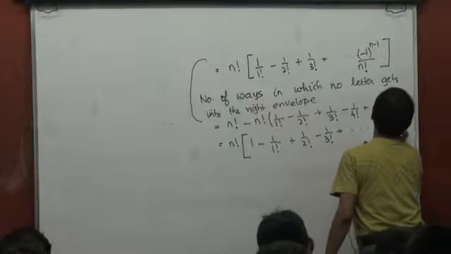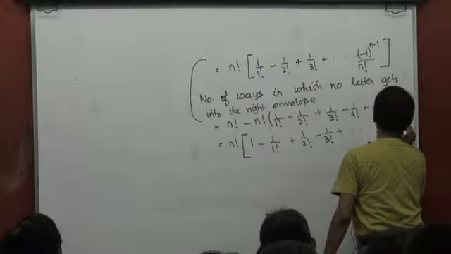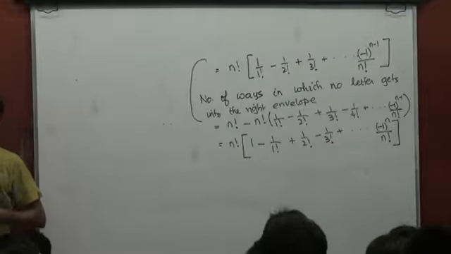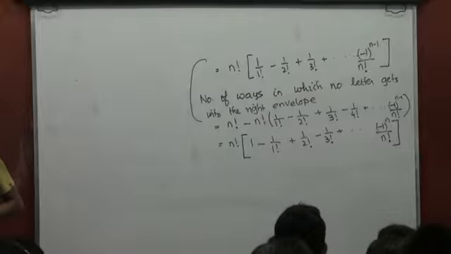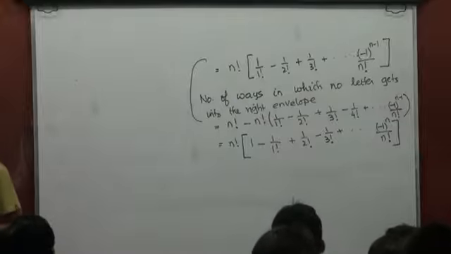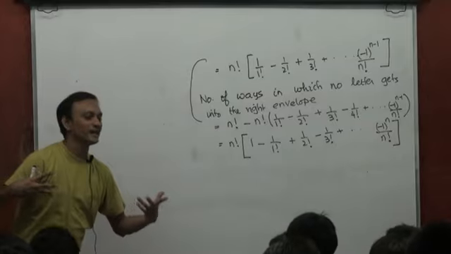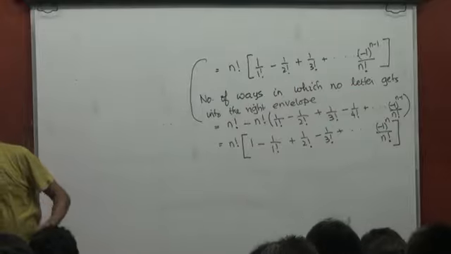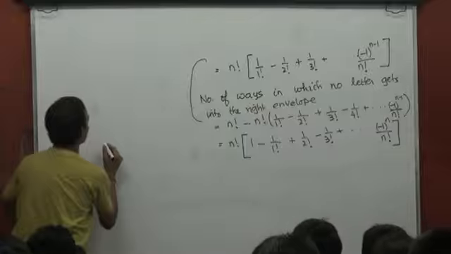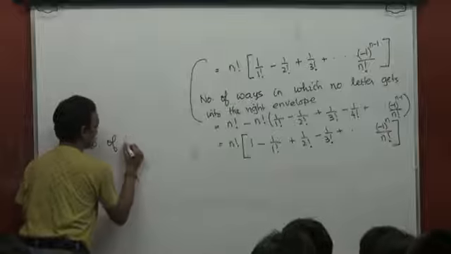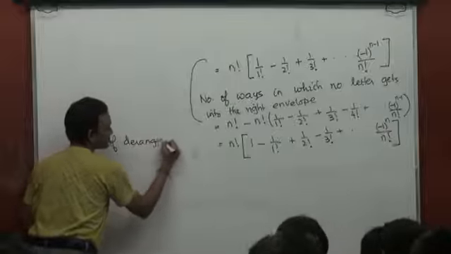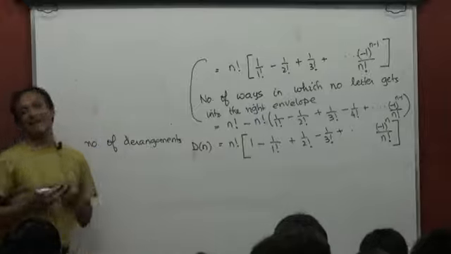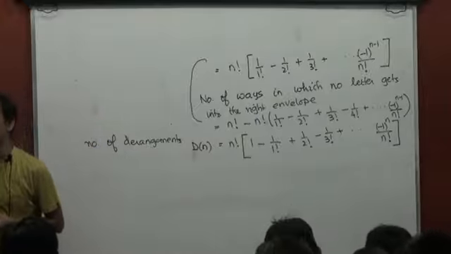Eventually, I'll get minus 1 to the power n by n factorial. This is the number of ways in which n letters could be put into n envelopes with no letter getting into its right envelope. So this is not like arranging n letters in n envelopes. We would call it deranging n letters in n envelopes. So this we would call not a case of arrangement but a case of derangement. So this is the number of derangements of n things, and we call it Dn, derangement of n things.